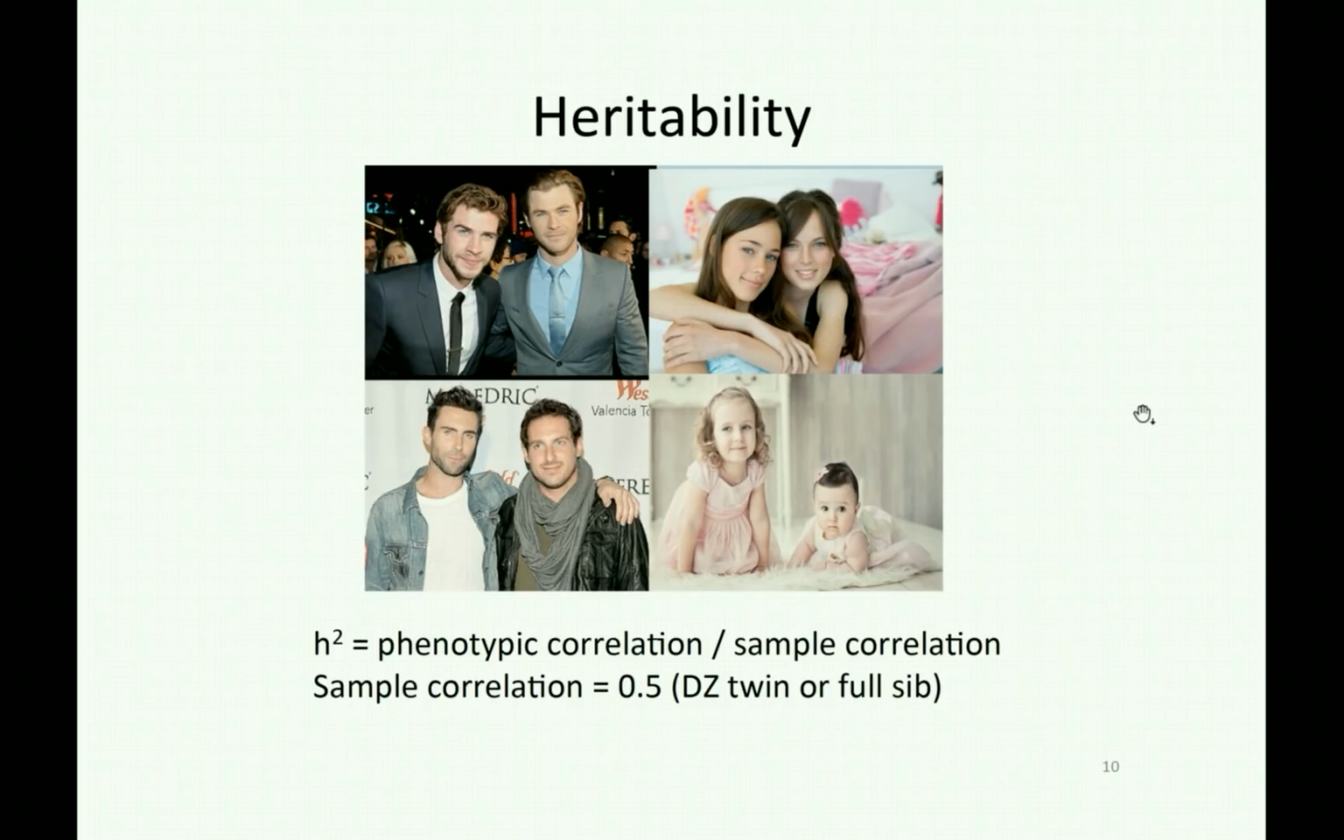How about when using DZ twins or full sibs? In this case, the sample correlation is a half, 0.5. That is the same as the proportion of genes they share between the sibs. So same as the MZ twin design, you can also get phenotypic correlations. Then this can be divided by 0.5. That is the sample correlation between full sibs or DZ twins. Therefore, heritability can be estimated.